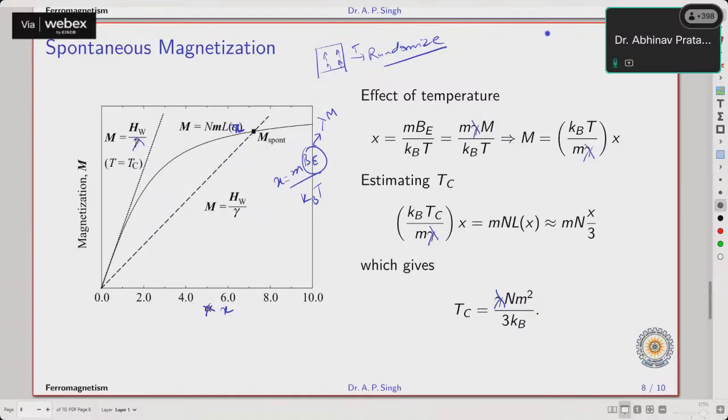So you see, if I plot magnetization against x, it should be a straight line, and this should be the slope. This is the slope, tan theta. This should be equal to this whole quantity, k_B T over m lambda. So what happens if you increase the temperature? Basically, the slope is increasing.